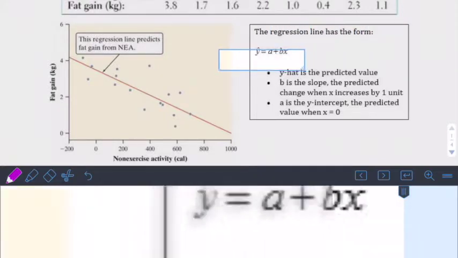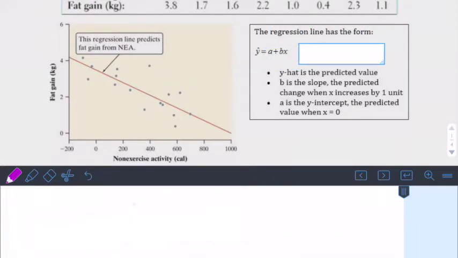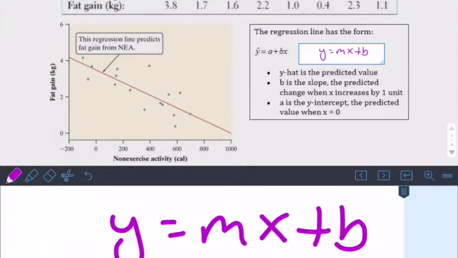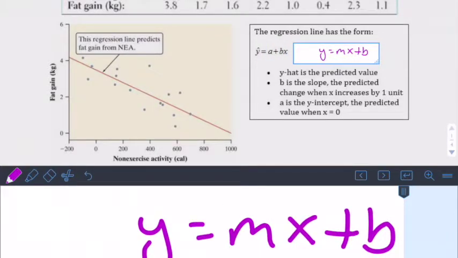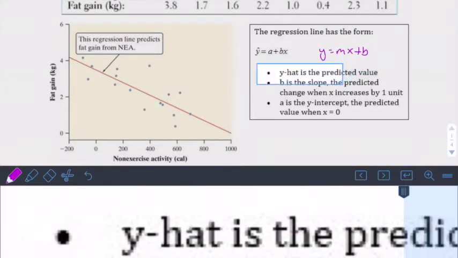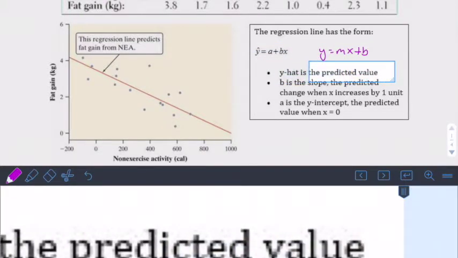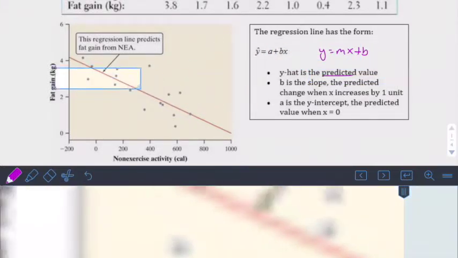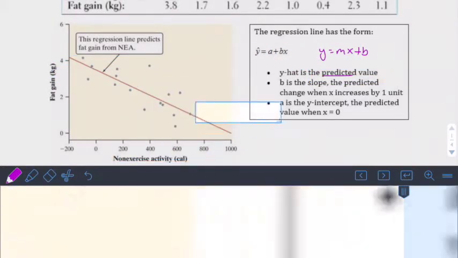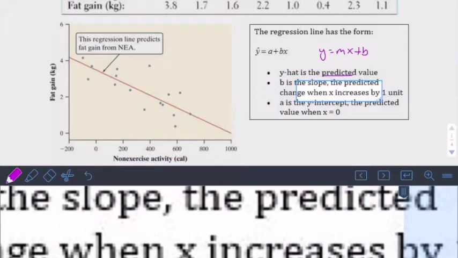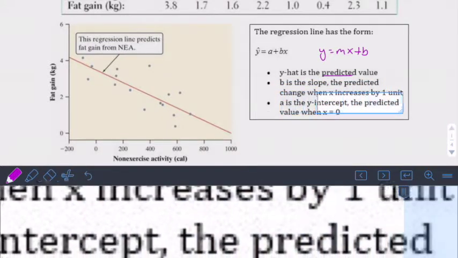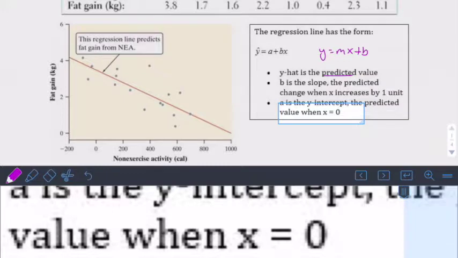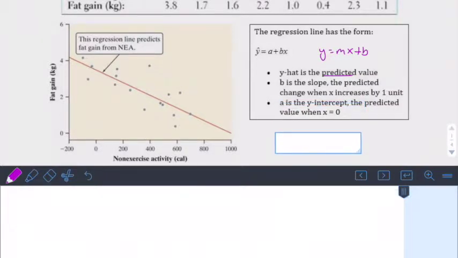And the regression line has the form y equals a plus bx. You guys are probably used to this. So a is your y-intercept and b is your slope instead of m. That's just what we use in stats. Y hat is the predicted value, so it's the predicted response based off of the input. B is the slope, the predicted change when x increases by 1 unit. The interpretation is going to be important. A is the y-intercept, the predicted value when x equals 0, not starting value. We'll show you what that means later.